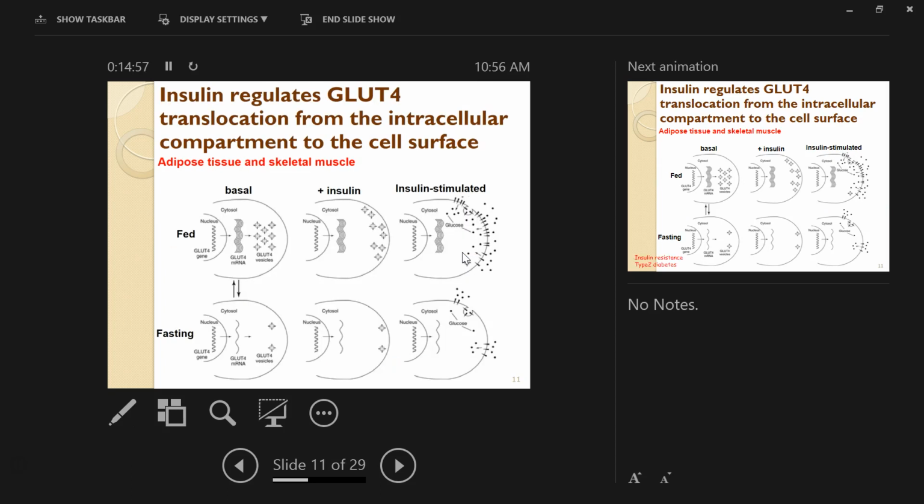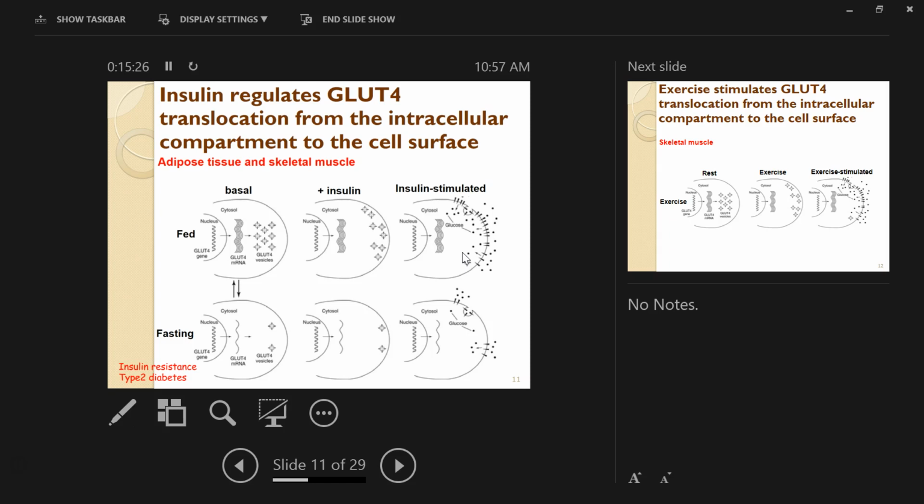Okay, and we also talk about the GLUT4 translocation, how insulin regulates GLUT4 activation, basically GLUT4 transport, right? Translocation from inside the cell to the cell surface so it can transport glucose under fed conditions, in both adipose tissue and skeletal muscle.